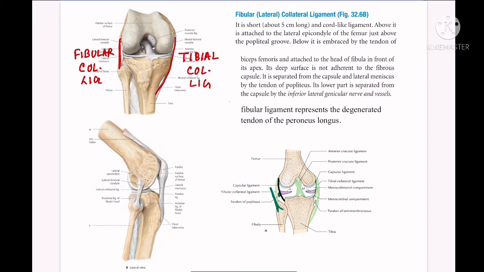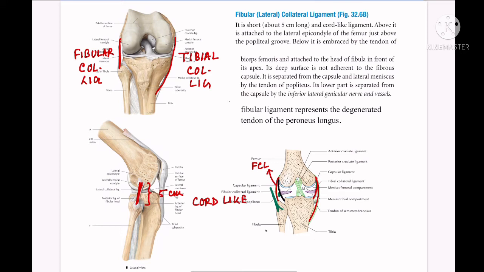In a coronal section, we can see the fibular collateral ligament like this, and on the other side there is the tibial collateral ligament. This one is the fibular collateral ligament. It is also known as the lateral collateral ligament or lateral ligament of the knee joint. It is best viewed on the lateral profile of the knee, where you can see the fibular collateral ligament as a cord-like ligament, about 5 cm long.